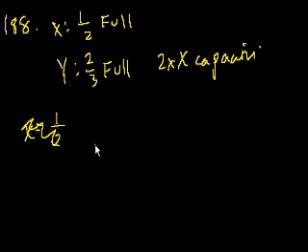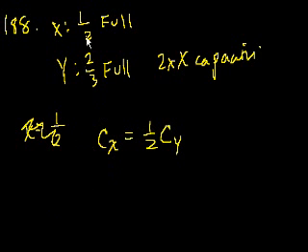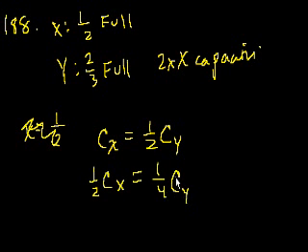I guess another way we could say it is that the capacity of X is equal to 1/2 the capacity of Y. So if we multiply both sides of this by 1/2, 1/2 the capacity of X is equal to 1/4 the capacity of Y. So this 1/2 of X is equal to 1/4 the capacity of Y.